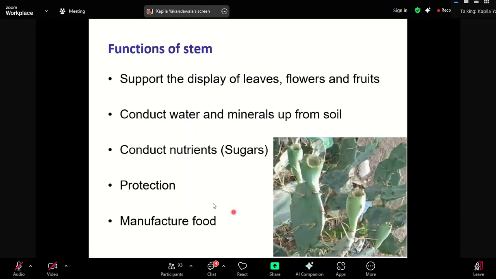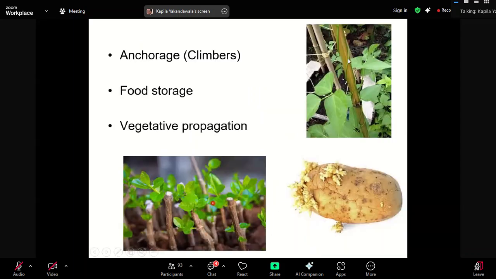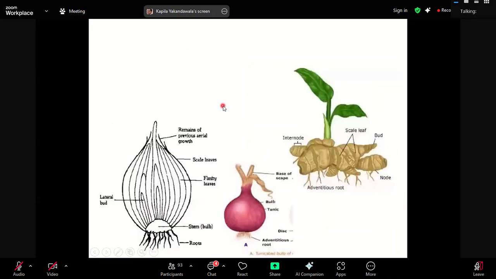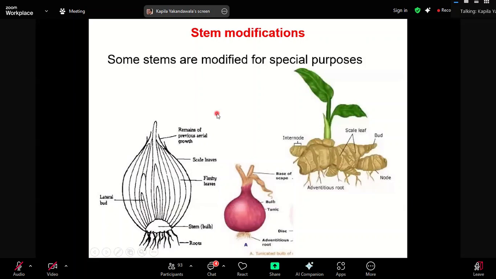In the case of climbers, they use these climber stems to climb up. So it is kind of anchorage. In this one, they store food. Then in vegetative propagation, we use cuttings, stem cuttings. Stem modifications: apart from usual functions, sometimes stems are modified for special purposes.